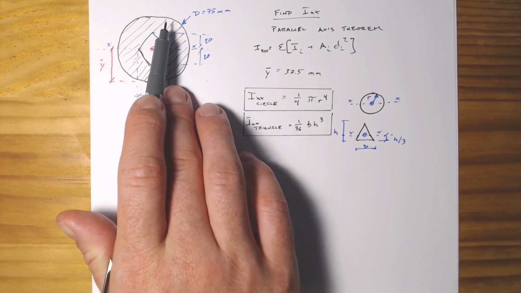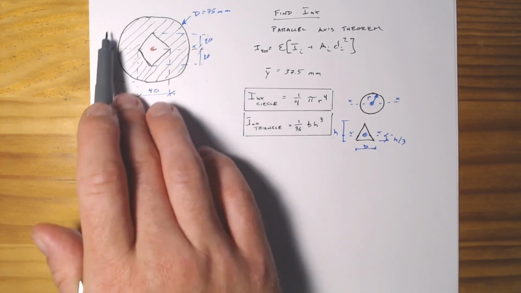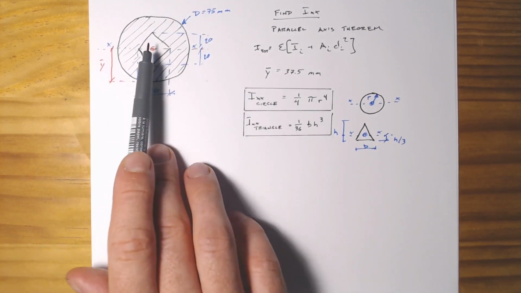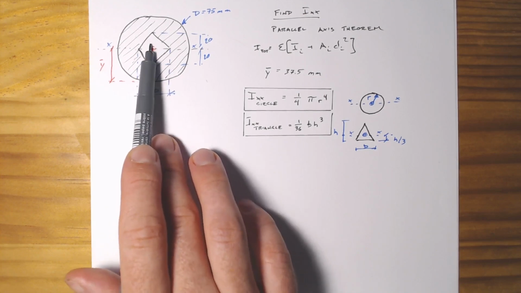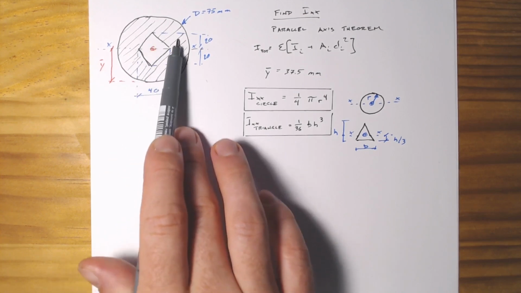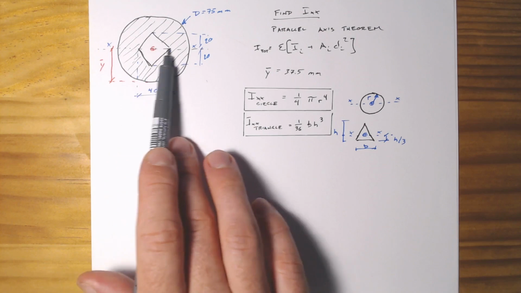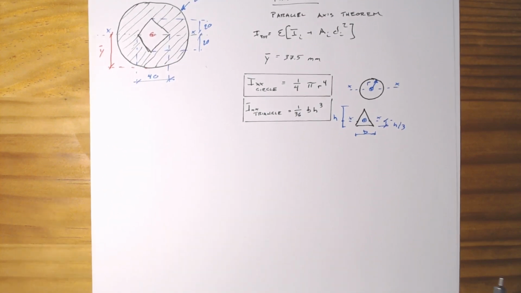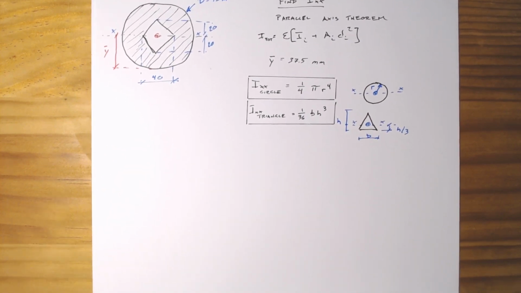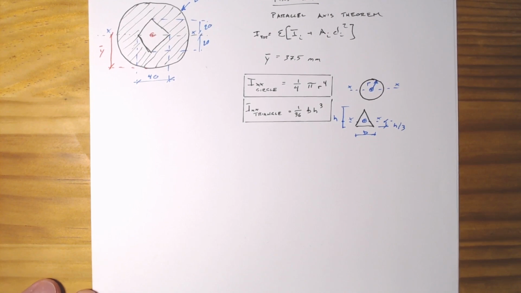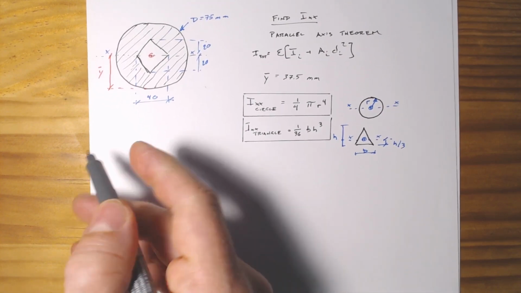Well, we effectively would look at the moment of inertia of the circle, and then we would subtract out the moment of inertia contributions of this diamond, which I think we can split into two triangles. So we'll draw that out pictorially, and then we can write out what the equations would be.